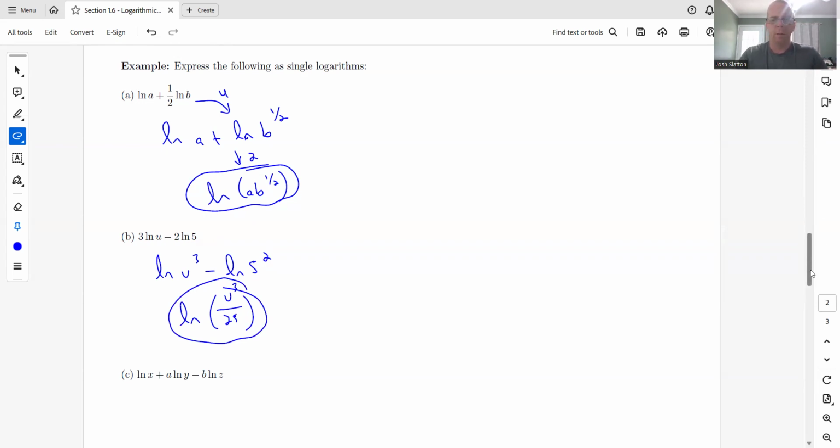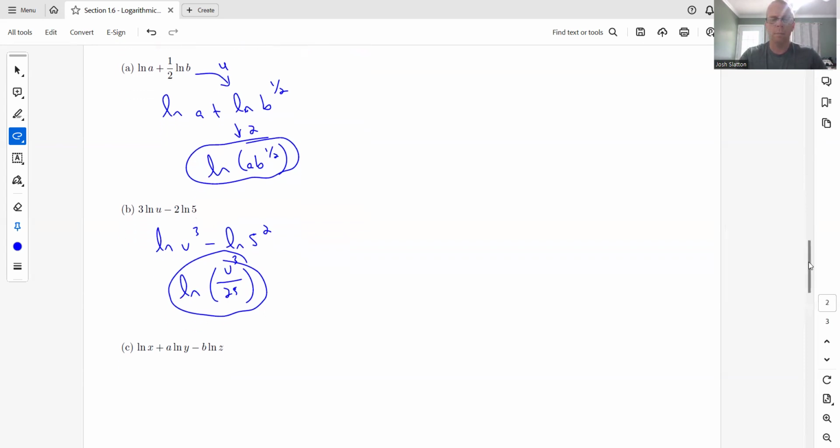All right, and then the last one, same thing: put the coefficients up as exponents, and then combine. Now this one we have 3 terms. The way you work with 3 terms is to combine all the pluses together. If you have multiple minuses, combine those. But the general thing to remember is that anything that is positive, so these two are positive, is going to go in the numerator of the final answer. So x times y to the a, and then this one has a minus, so it's going to go in the bottom.